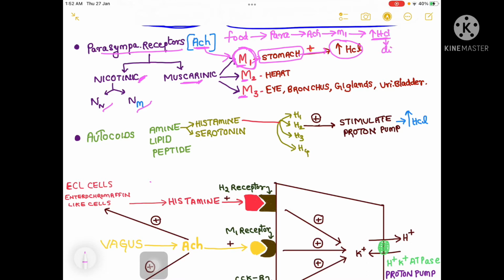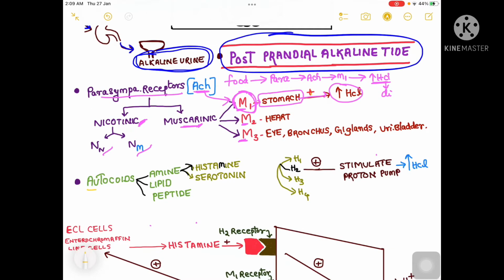Okay, and there are some chemicals in the body known as autacoids. These autacoids are of three types: amino autacoids, lipid autacoids, and peptide autacoids. Amino autacoids are of two types: histamine and serotonin. Histamine has four receptors for its function: H1, H2, H3, and H4. Here we focus on the H2 receptor. When histamine binds with the H2 receptor, it stimulates the proton pump. When the proton pump is stimulated, this results in increased production of HCl. In this way, histamine increases the production of HCl.